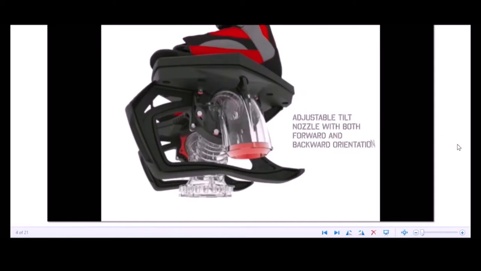It says adjustable tilt nozzle with both forward and backward orientation. So you could see the forward and backward orientation, how it goes back and forth. Now, this makes me think of some arguments I've heard online of how difficult it would be to use a jet system and have the electronic control unit adjust the jet system to keep you in a horizontal foot pad in a horizontal position.